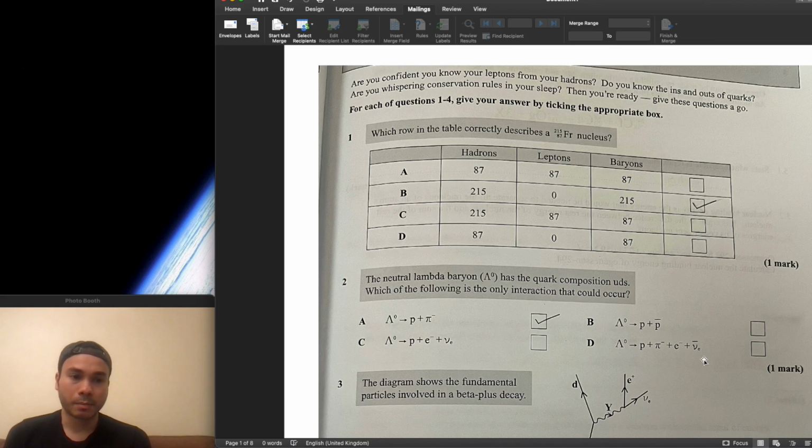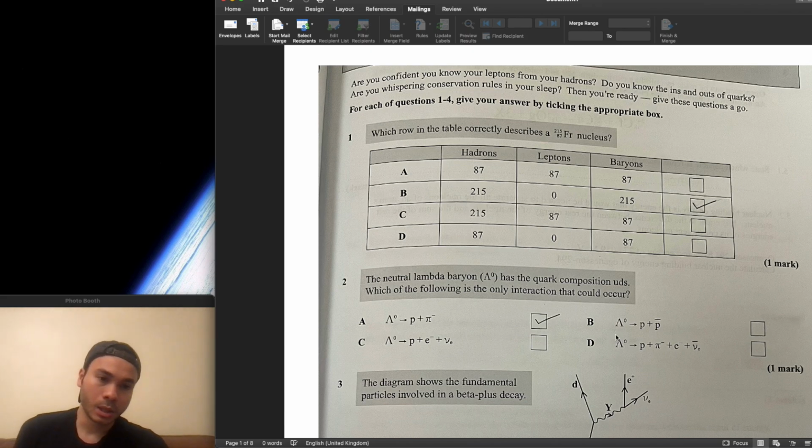Let's look at lepton number. Lepton number is +1, -1, 0 on the left. These are 0, so lepton number is conserved. But let's look at charge. We have +1, -1, -1, 0. So we have a sum of 2 minus on the right, and a charge of 0 on the left. So charge is not conserved. Okay, so D is incorrect.